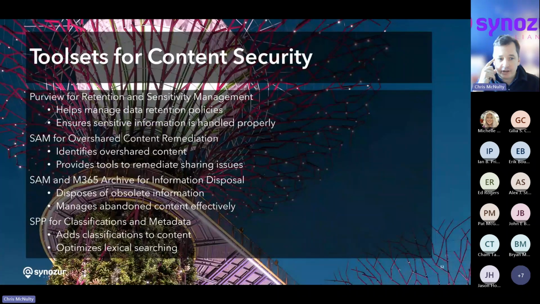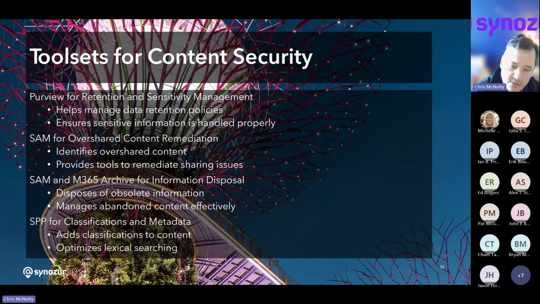And so looking at content security, there are a number of tools that you can use. Those tools are primarily Purview, SharePoint Advanced Management, Microsoft 365 Archive, and SharePoint Premium for being able to apply classifications and metadata. So these are some of the tools that you should explore. And the one that I want to spend a little bit of time talking about is something called SharePoint Advanced Management. Now, when you are setting up Copilot, you can tell Copilot to look at everything in your organization or a selective list of sites. A restricted search is what that's called.